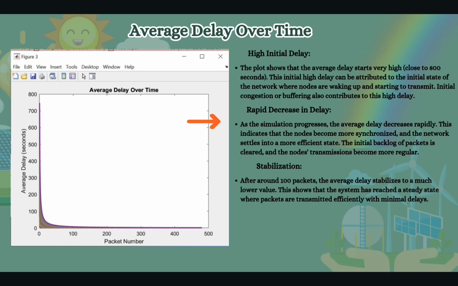Next, as the simulation progresses, the average delay decreases rapidly. This is because the nodes become more synchronized and the network settles into a more efficient state. After around 100 packets, the average delay stabilizes at a much lower value. This shows that the system has reached a steady state where packets are transmitted efficiently with minimal delays.